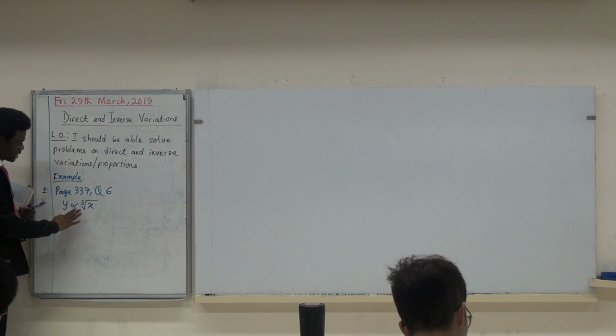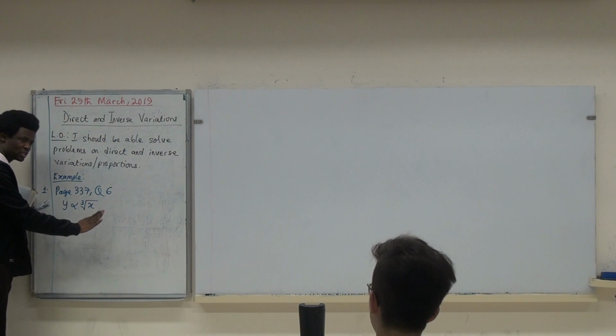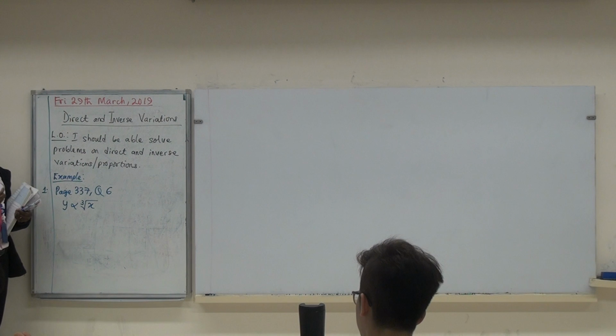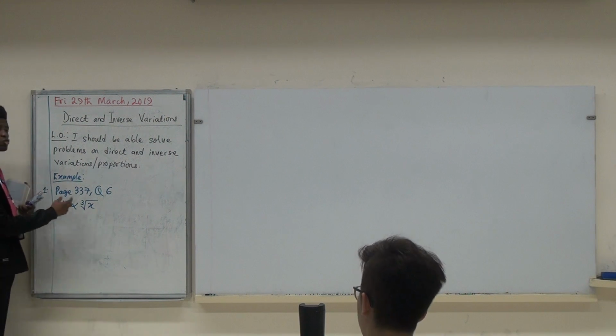So y is directly proportional to the cube root of x, that's the first thing. The next thing is to have an algebraic equation that we are used to solving by changing this proportional sign to equals to.